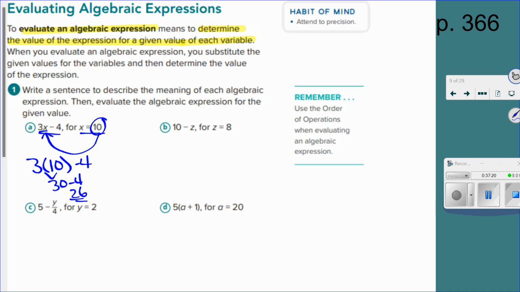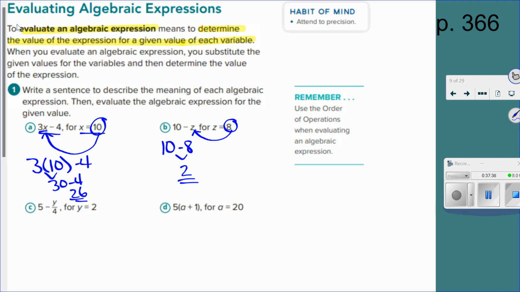Same thing on our second one, but now c is 8, so it means I'm going to put that value in. I'll rewrite the expression given the substituted value. This one's easy because they only gave me 2 terms. 10 minus 8 is 2.